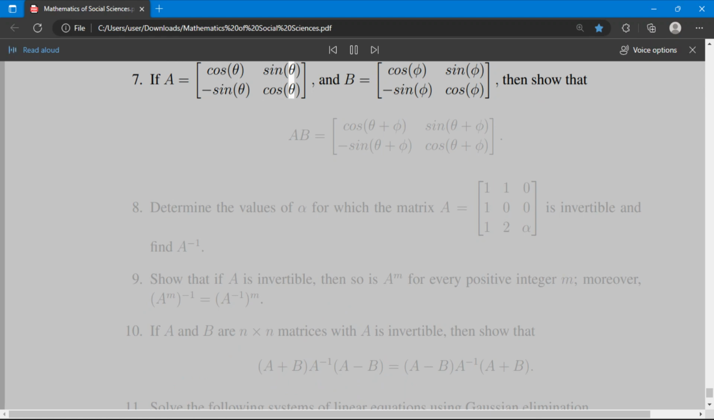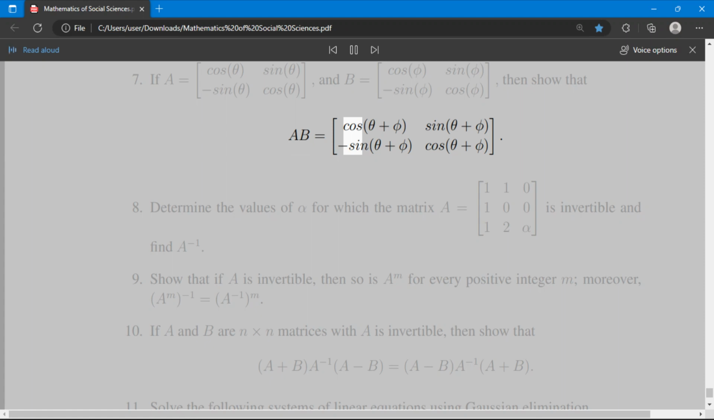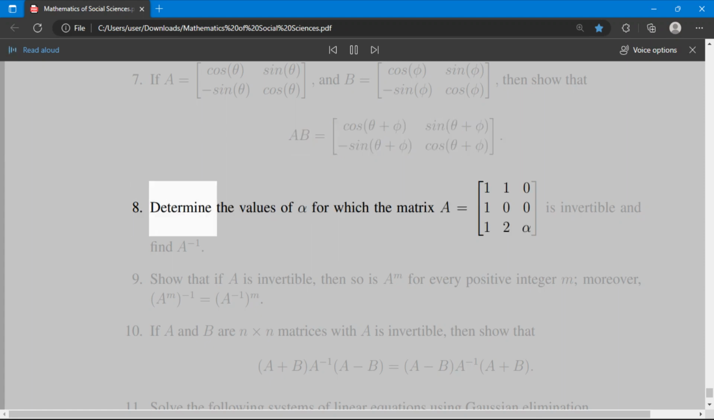7. If A = [cos theta, sin theta; -sin theta, cos theta] and B = [cos phi, sin phi; -sin phi, cos phi], then show that AB = [cos(theta + phi), sin(theta + phi); -sin(theta + phi), cos(theta + phi)].